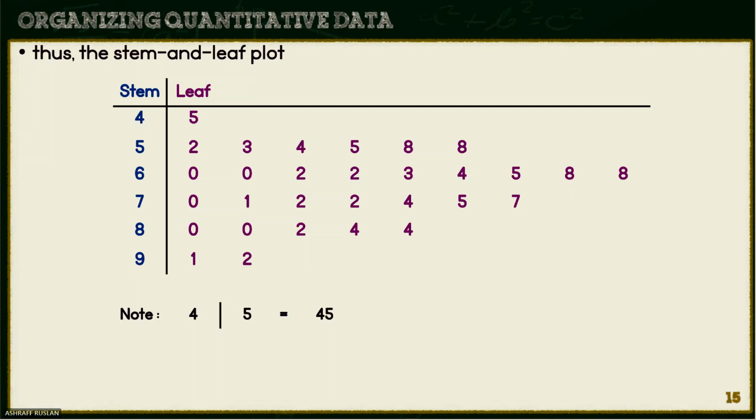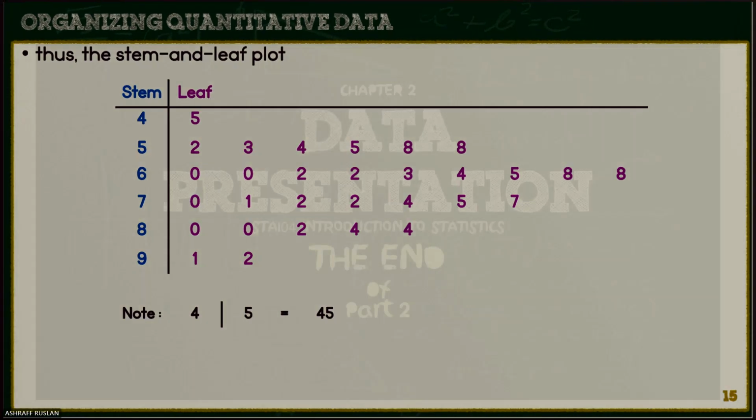And then kita akan nampak the smallest number data set here is 45, the largest is 92. That's how we can read this stem and leaf plot, right? So note here, ditunjuk 4 and 5 here becoming is actually 45. Ini dia selalu bagilah.